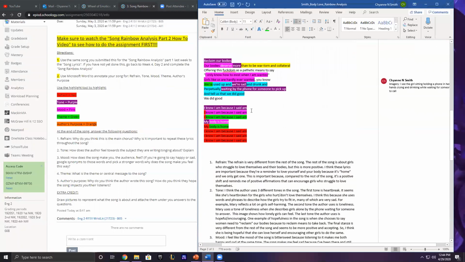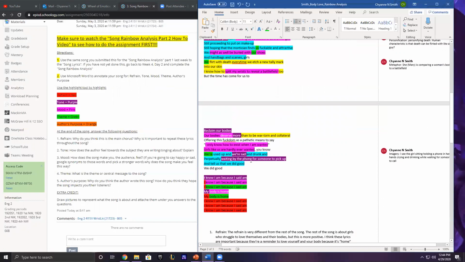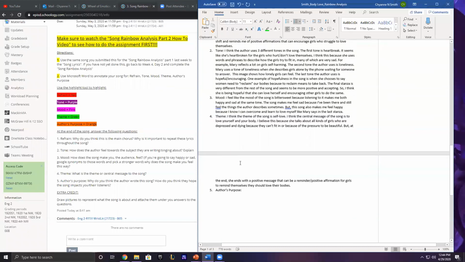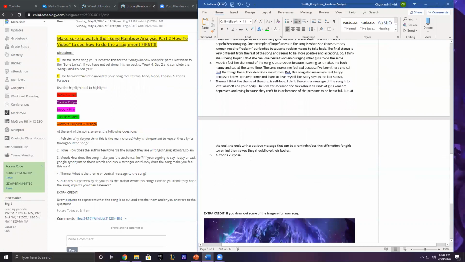So it's okay to mess up. I messed up. Check it out. I highlighted the wrong things. This is definitely still theme, but everything else you'll see goes into my author's purpose. So anyway, I'm going to go ahead and answer the question, why do I think Mary Lambert wrote this?